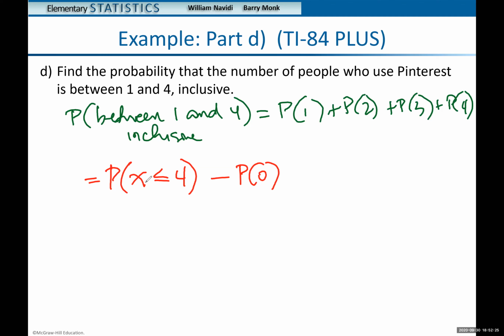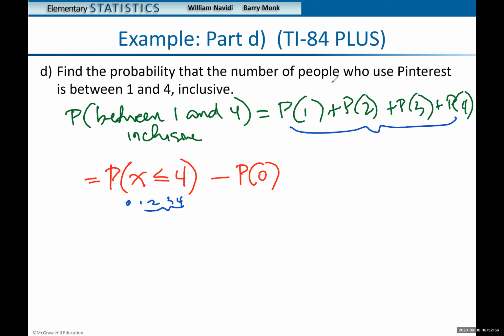Again, less than or equal to 4, this is from 0 to 4. 0, 1, 2, 3, and 4. But we only want to get the probabilities from 1 up to 4. So we need to remove this. That's why we are subtracting the probability of 0.